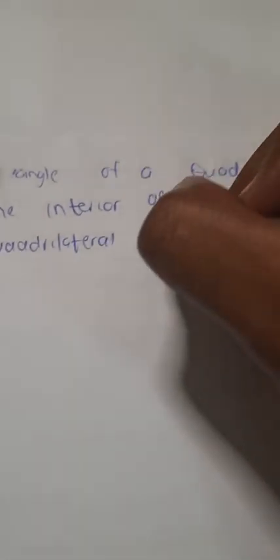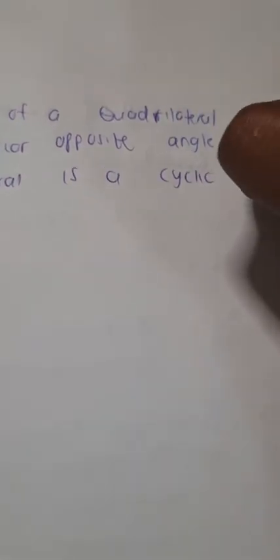If the exterior angle of a quadrilateral is equal to the interior opposite angle, then the quadrilateral is a cyclic quad. This here, the converse, is the converse of the theorem that we've just done.